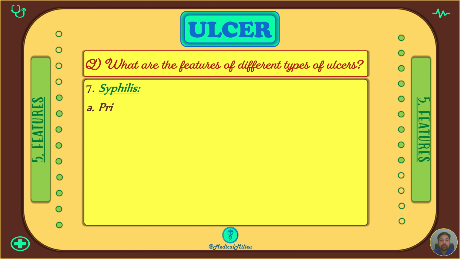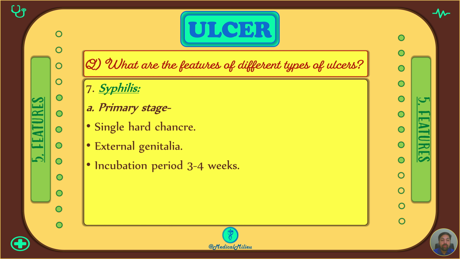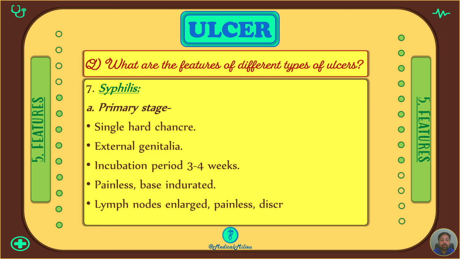In syphilis, the primary stage is characterized by a single hard chancre occurring over the external genitalia after an incubation period of 3 to 4 weeks. The ulcer is painless and the base is indurated. The lymph nodes are enlarged, painless, discrete, and they do not separate.